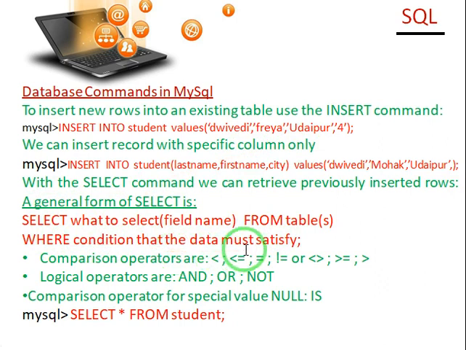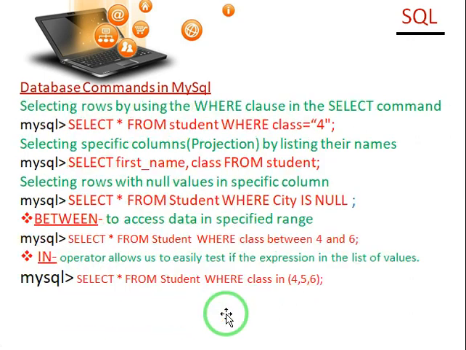Now, some of the comparison operators here are less than, equal to, not equal to, etc. And logical operators include and, or, not. Now, comparison operator for specific value null. Select star from students. So when we use select star from students, it basically returns all the data stored in the table.